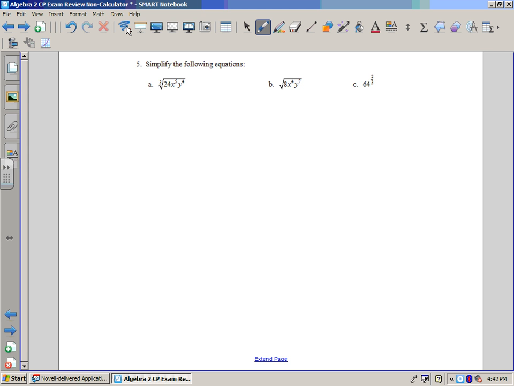Square root of 8 x to the 4th y to the 7th. If you do the same thing, your answer will be 2x squared y cubed times the square root of 2y.